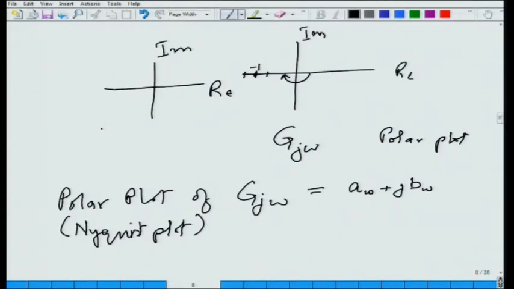Now, let us say your transfer function is, I do not know, first order.